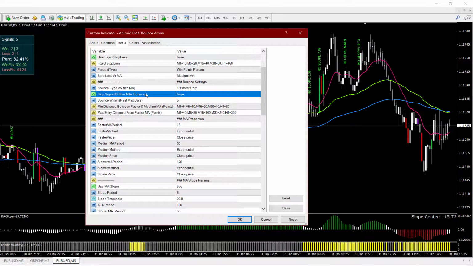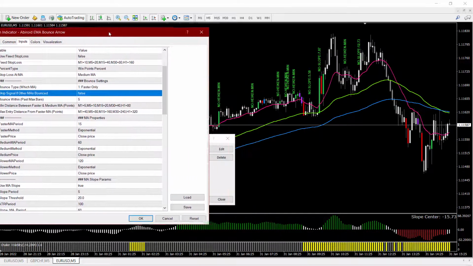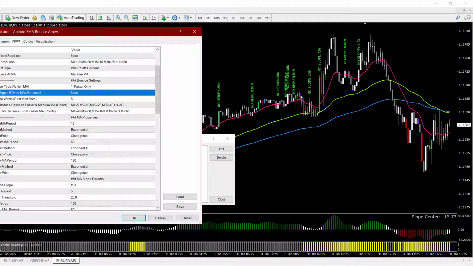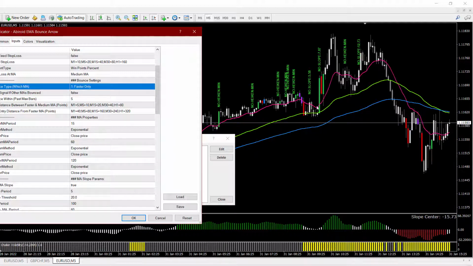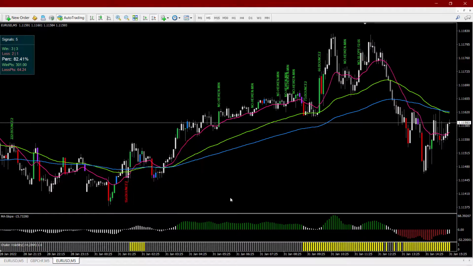And skip signal if other MA is bounced. If this is true, then in that case, suppose price goes below the faster and also below the medium and crosses back up above, and I have faster only. In that case, it will skip those signals. Let me set this to true just to show you what I mean.